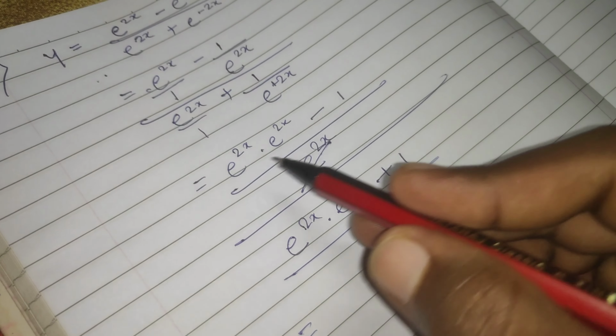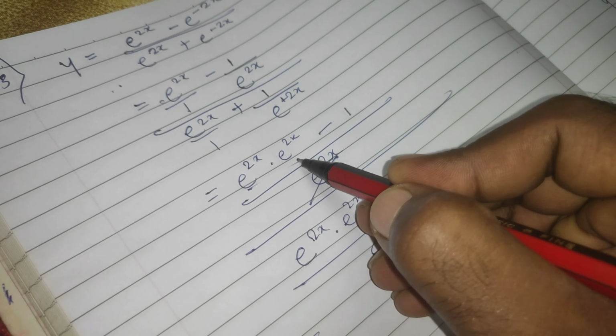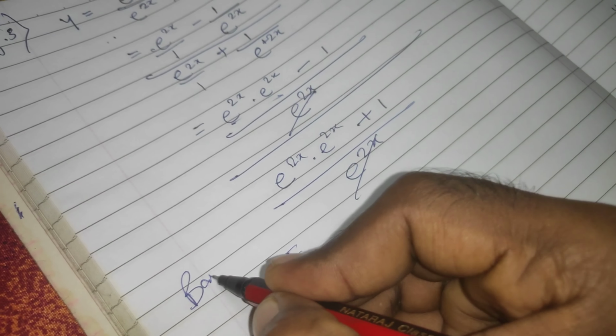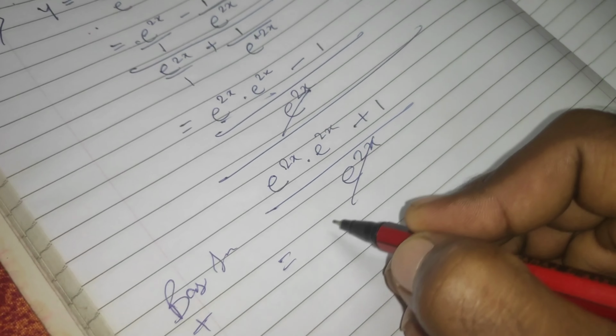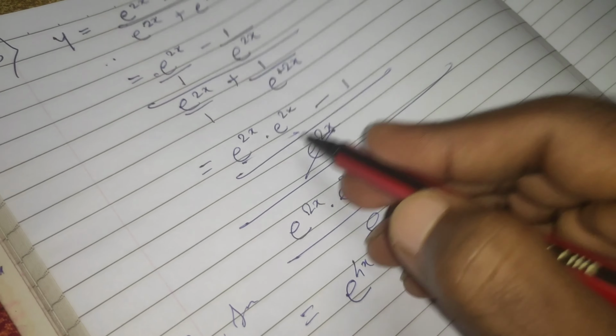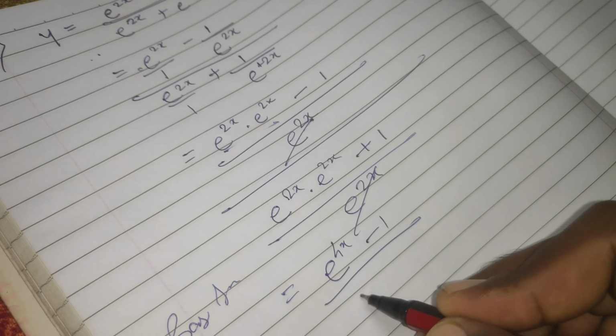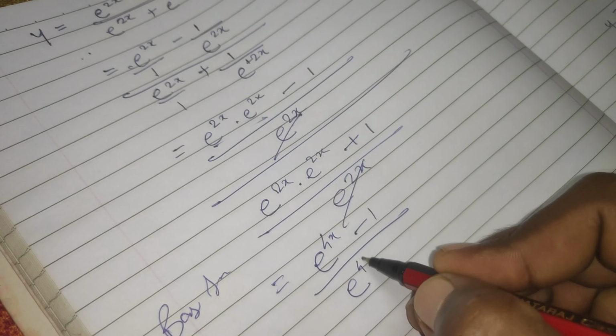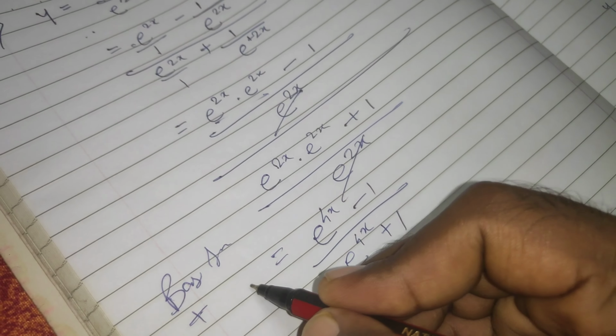If the base is the same, then you just add the powers. So e raised to power 2x plus 2x is 4x minus 1, over e raised to power 4x plus 1, y equals this. So I have simplified it till here.